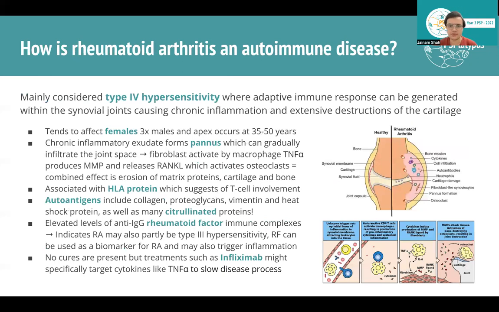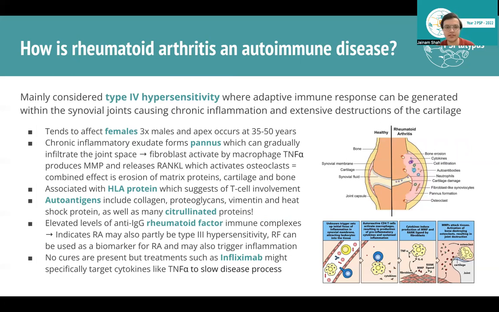Okay, what about rheumatoid arthritis? We talked about this very briefly already. It's a type 4 hypersensitivity again, so immune complexes, much more common in females, and it tends to peak at about 35 to 50 years, so in middle to older aged people. What you have is a formation of a pannus, which is just a fancy way of saying infiltration into the joint space. A lot of stuff happens.